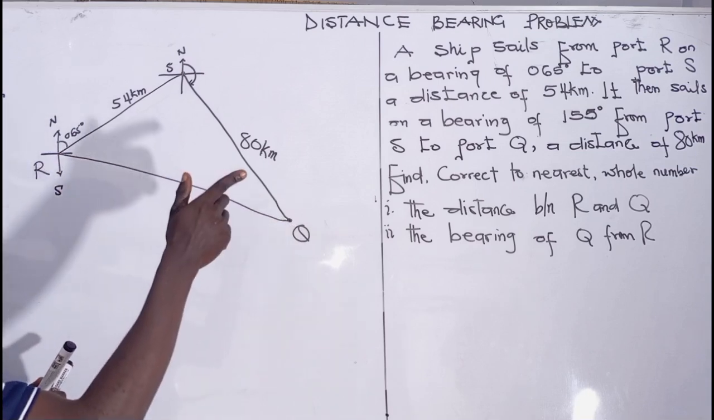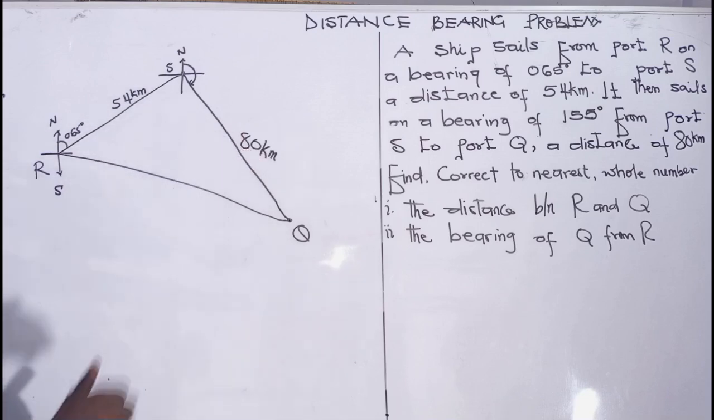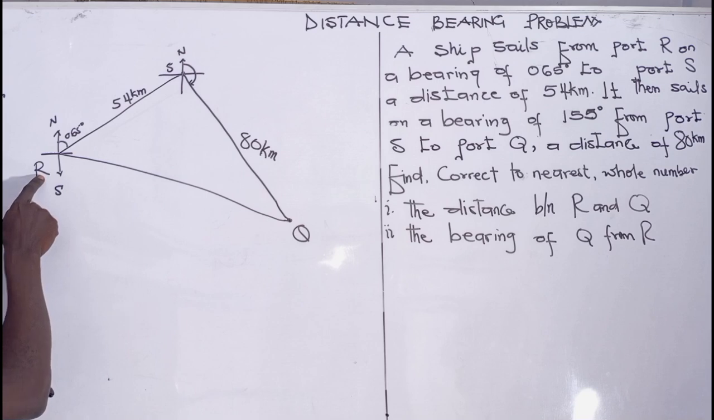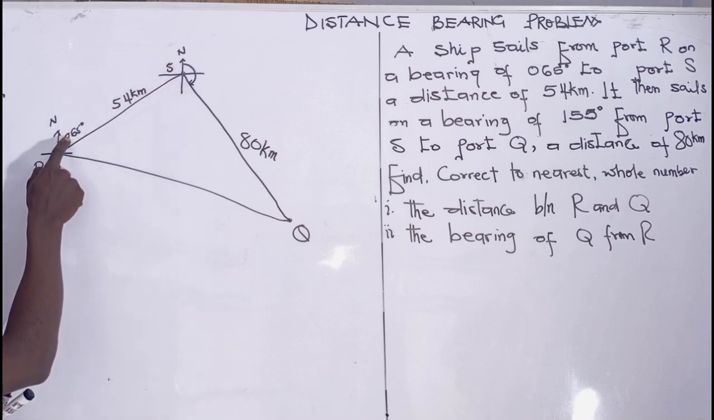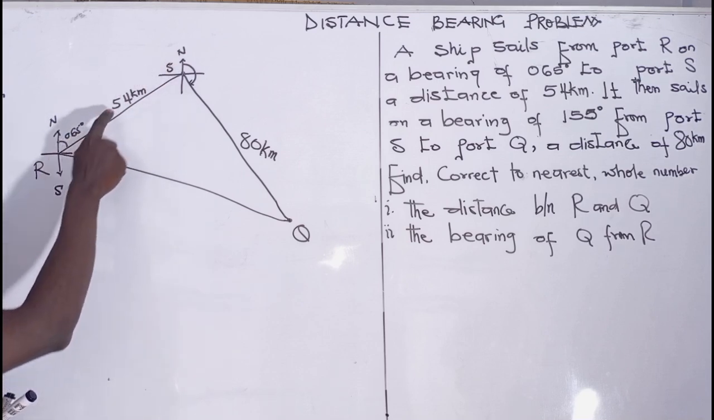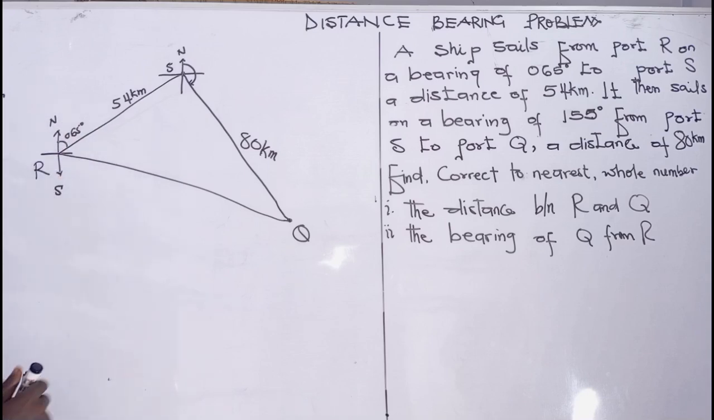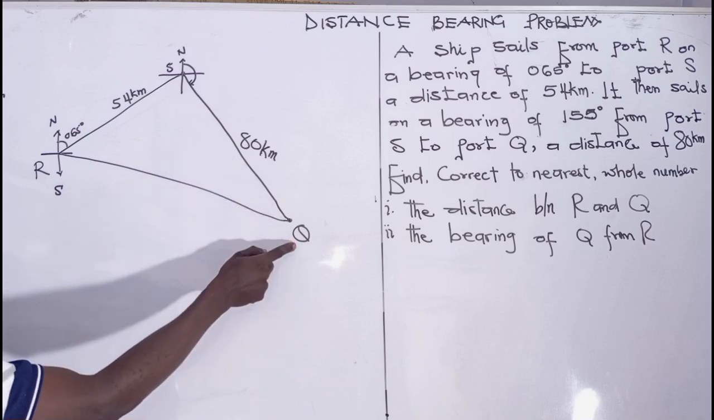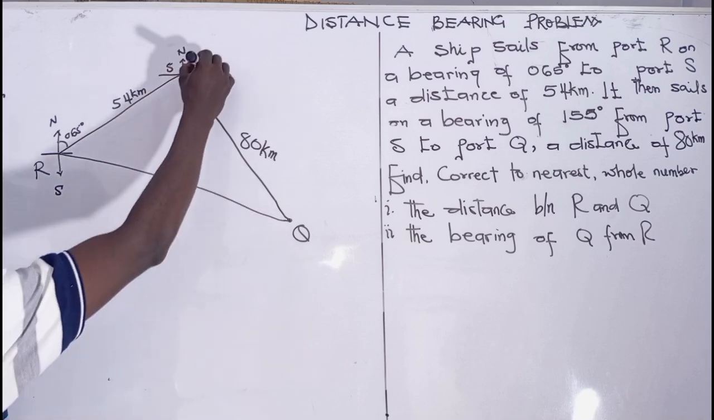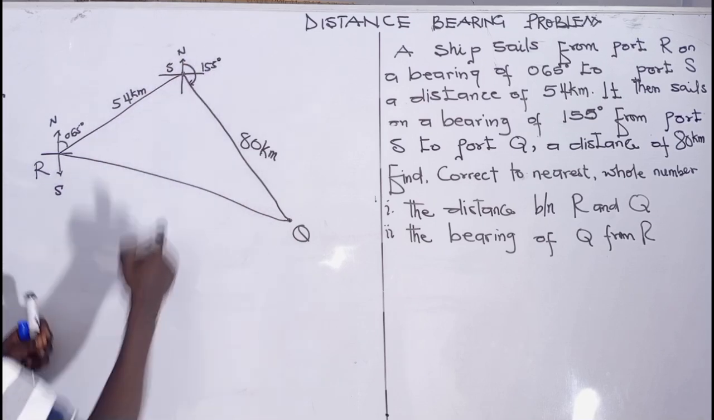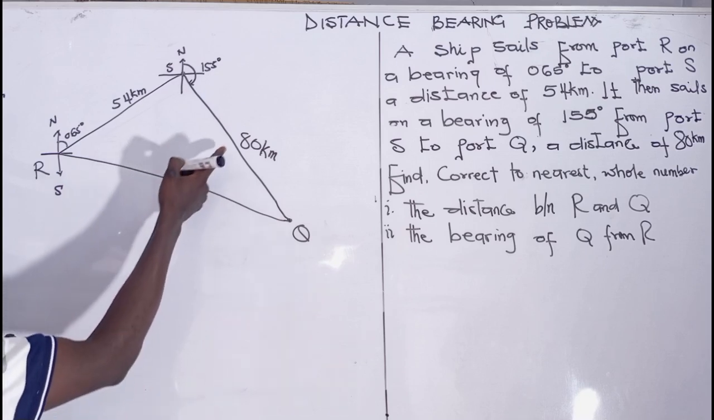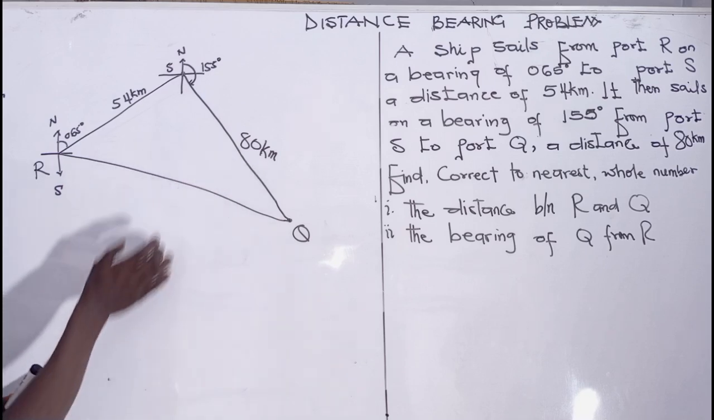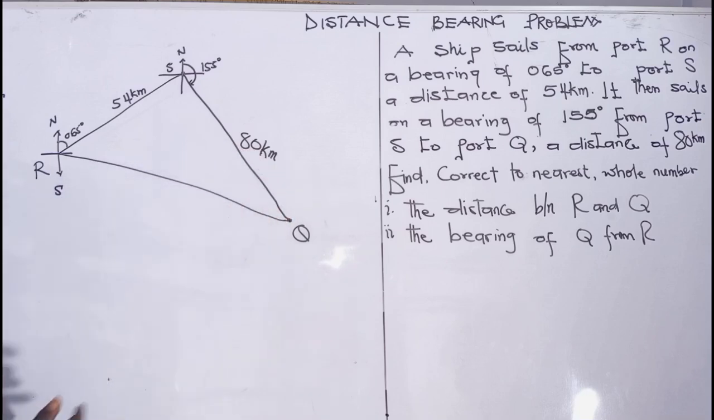So let's go through the question again to see if this diagram is in line with the question on the board. A ship sails from port R to port S on a bearing of 065 degrees, a distance of 54 kilometers. It then sails from port S to port Q on a bearing of 155 degrees, a distance of 80 kilometers. So it means that this diagram is really in line with the question on the board.